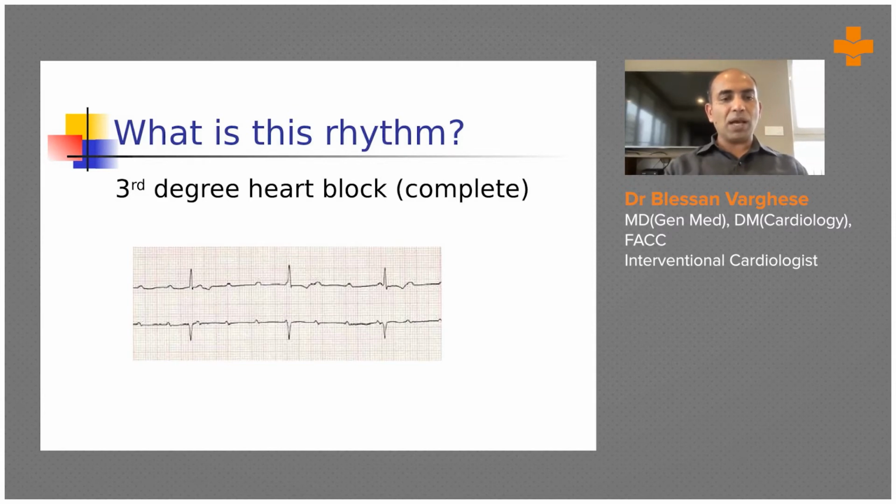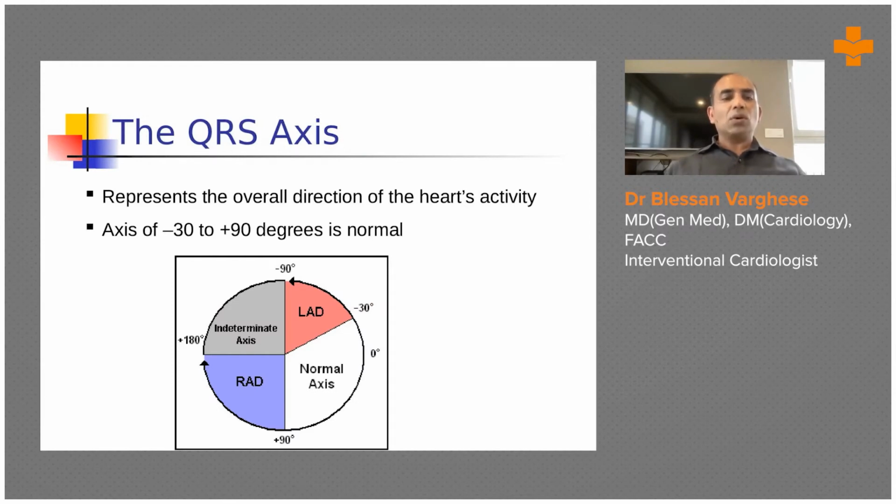You can see that somewhere the PR interval is prolonged, somewhere it's very close. There is no relationship between the P wave and the QRS complex. So that was about the AV block. Now we are looking at this. So we were discussing the rhythm.